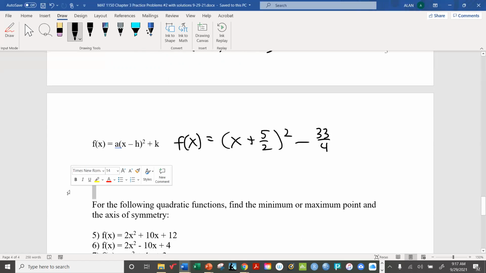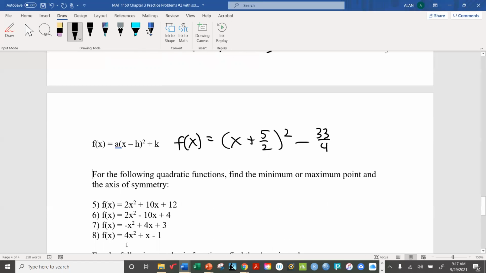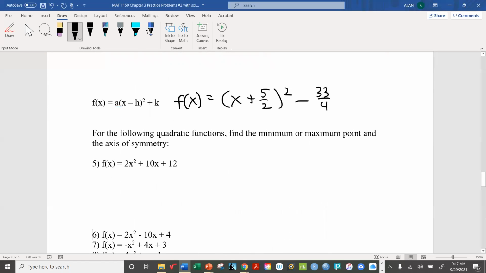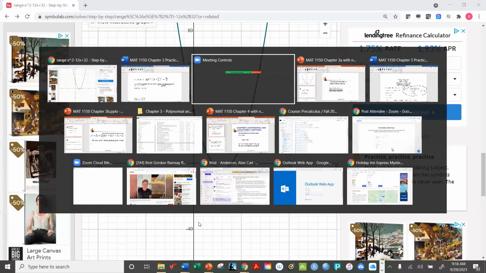Now, in the next group, we're basically doing something very similar, because the vertex is the maximum or minimum point for a parabola. So by saying the minimum or maximum point, you're basically saying find the vertex. So don't be deceived. Now also, let's double check. Let's go back to our notes.